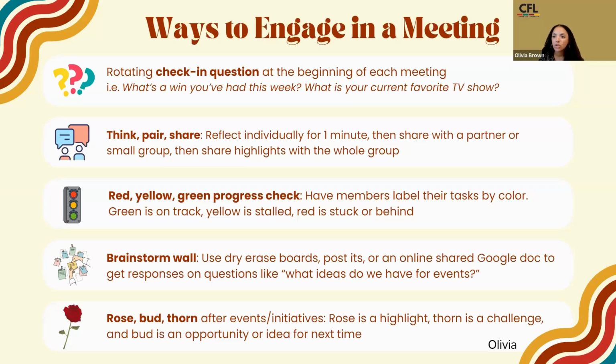Have members or your exec team label all of their tasks by color. So green is just on track, so they can either yell out green or write it down in the meeting notes. Yellow is maybe stalled, maybe you're a little bit behind schedule, or maybe you have multiple ideas on where to go next and you need to pick one. Then red is you're stuck, you've been completely roadblocked, you're behind, you need help. So this is a great, easy way for everybody to be able to say where they're at with their tasks.